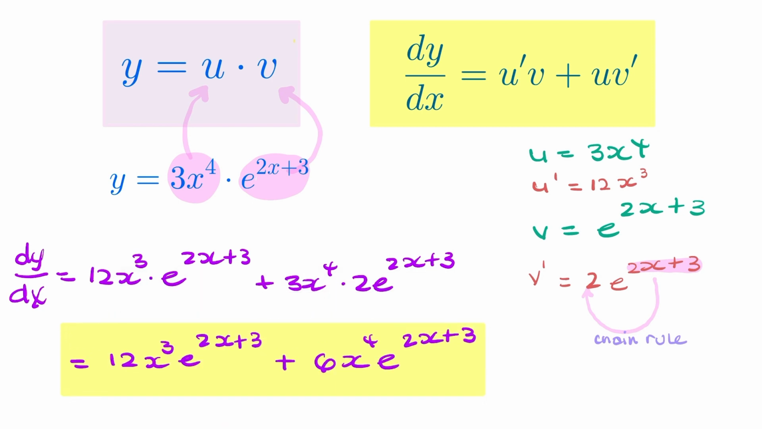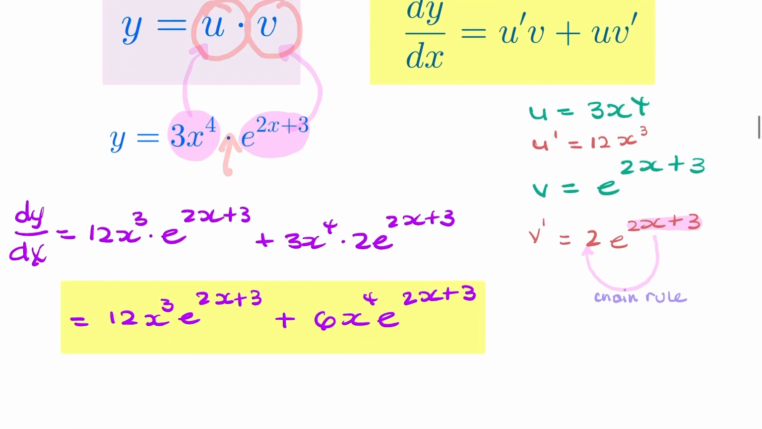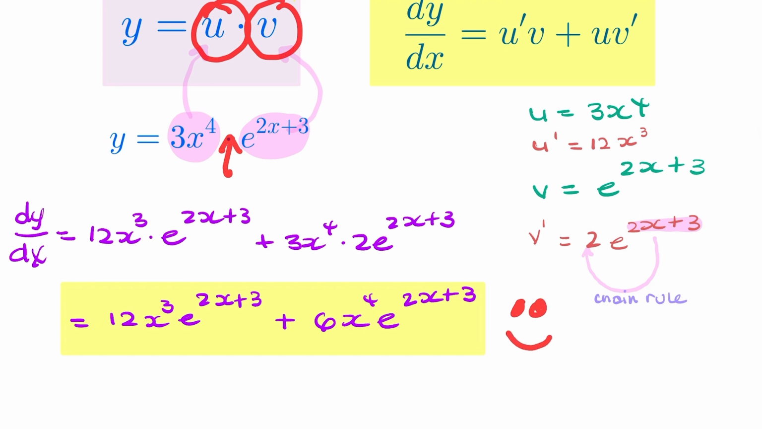So that's how to deal with the derivative when you have two terms multiplied together using the product rule and the chain rule.